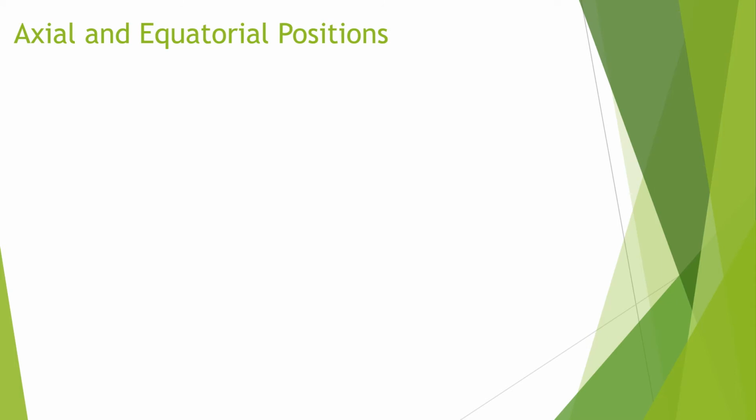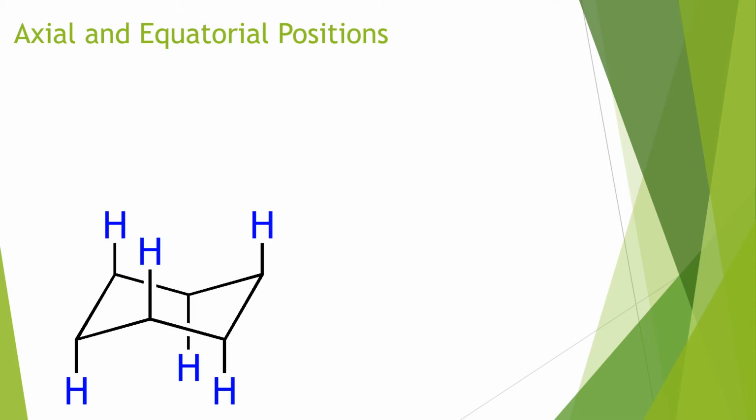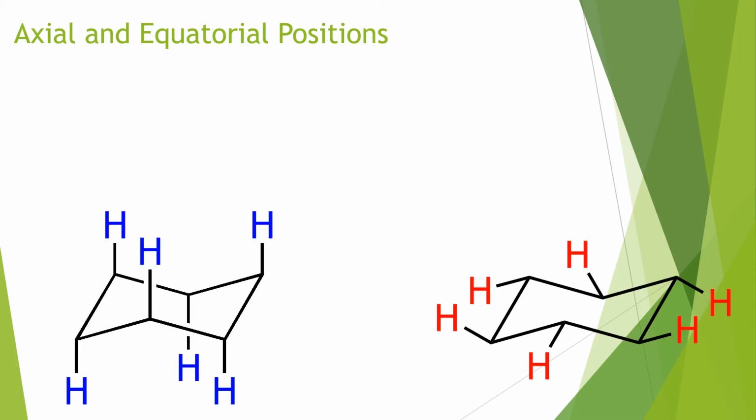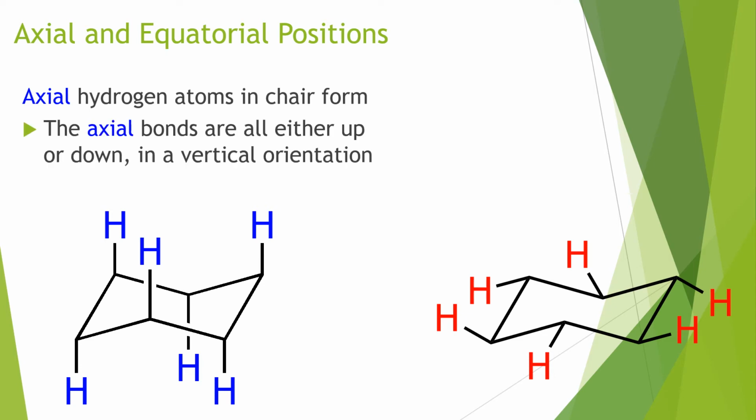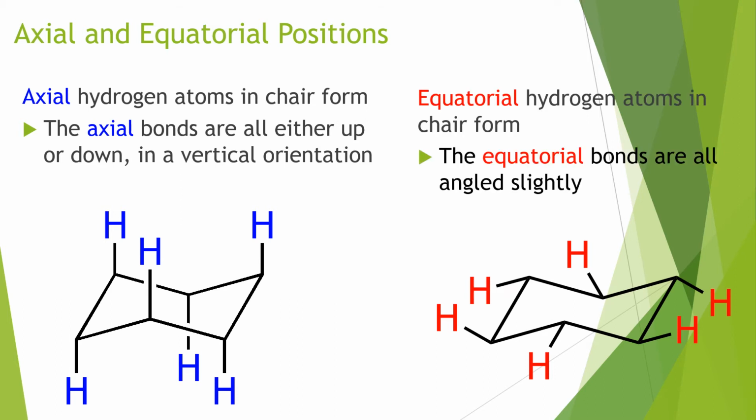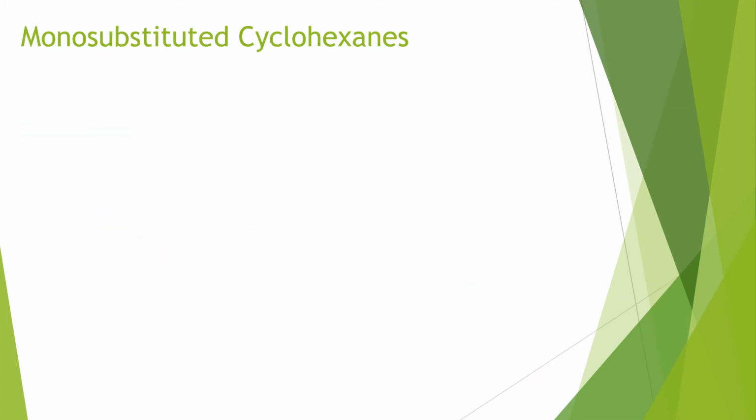So now let's talk about the axial and equatorial positions in more detail. So the axial hydrogens point up and down. The equatorial hydrogens point off to the side. Okay, so let's talk about what happens when you take one of those hydrogens and you substitute it for something larger, such as methyl cyclohexane.